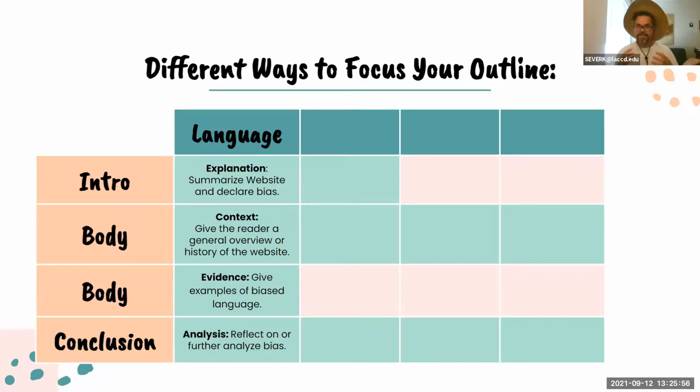And then in my body paragraphs, if I'm looking at language, I'll focus on different sentences that I find. So I might have a whole sentence where I talked about the use of language in a title, and then also the language in the article. And I'd also want to explain why that's biased, not just say, see, it's biased. So this would be the way my body paragraphs can focus on something, just the language.